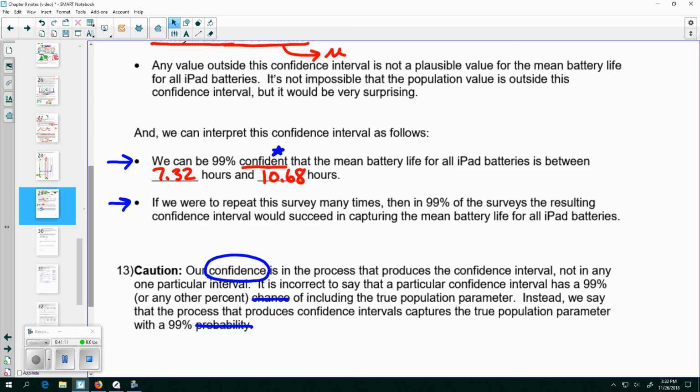And the last thing I want to point out is you're never going to know for sure, with 100% certainty, that mu is in this interval. Again, that's another reason why we're using the word confident. We're confident it's in there because we know it happens more often than it doesn't.